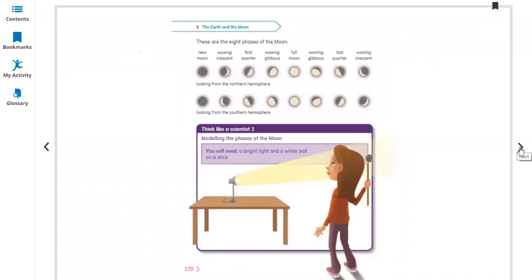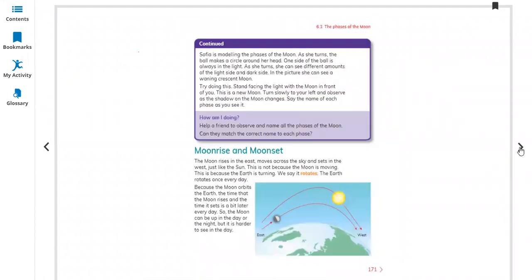So let's move to the next page, 171. Sophia is modeling the phases of the moon as she turns. The ball makes a circle around her head. One side of the ball is always in the light. As she turns, she can see different amounts of light side and dark side. In the picture, she can also see the waning crescent moon. So as she moves the ball, you can see the different phases and different sides of the moon.